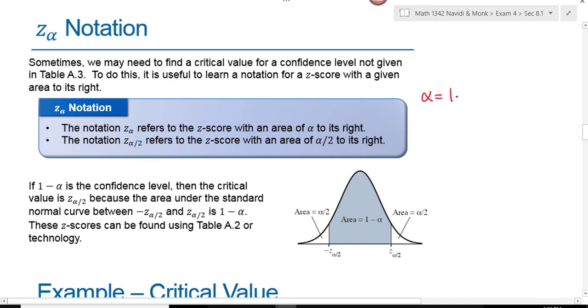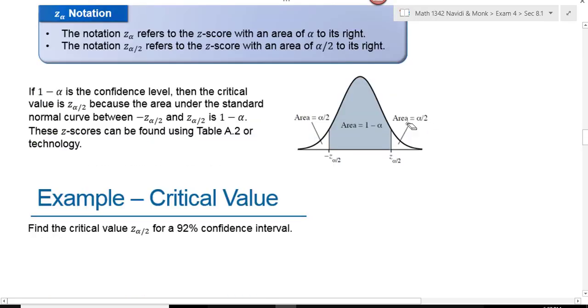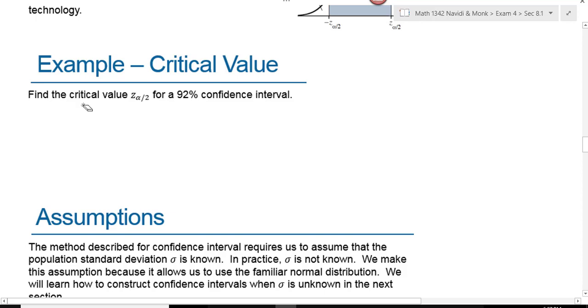Alpha is equal to 1 minus your confidence level, written as a decimal. Whenever you determine alpha, we take that area of alpha and split it evenly over the two tails. That's why this area that's not shaded in is called alpha over 2. So in this example, I ask you to find the critical value z sub alpha over 2 for a 92% confidence interval. For a 92% confidence interval, what is alpha going to be equal to? 0.08. That means that alpha divided by 2 is 0.04.